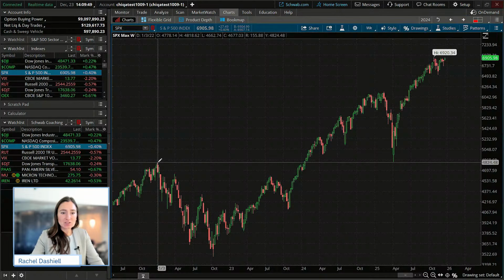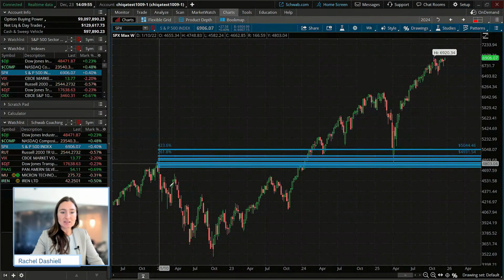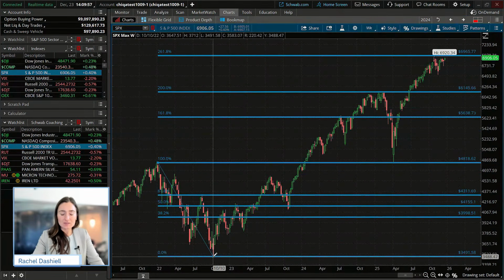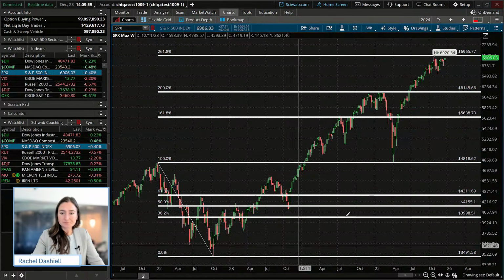retracements here. So what I'm going to do, since this is a downtrend from the 2022 highs, I'm going to take that all the way to the lows here and click that.